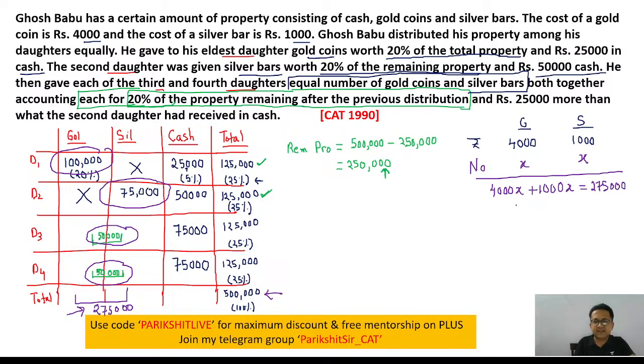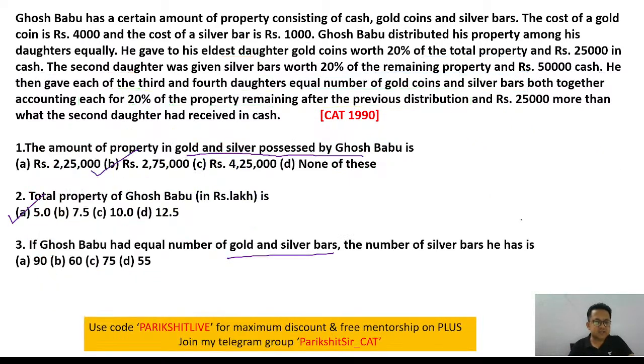So can I say 5,000 X is equal to 2,75,000? You can cancel off the zeros. X is equal to 55, and that's the answer. So how many did you buy? 55 gold bars, 55 silver bars. Answer is 55.